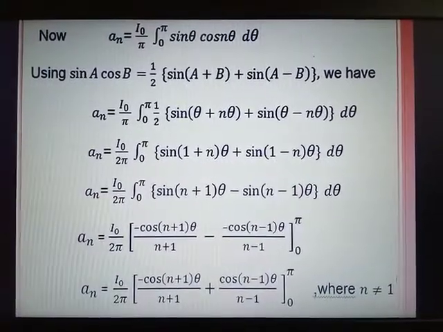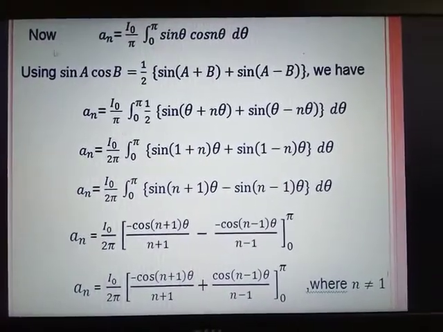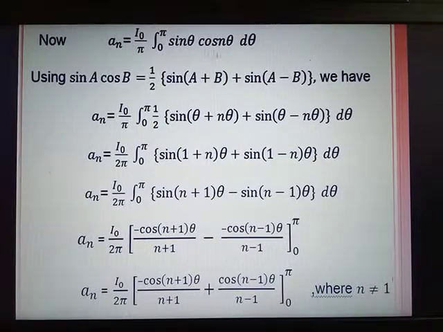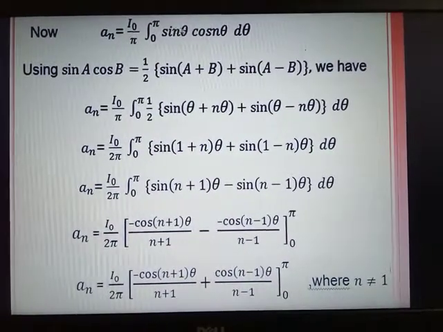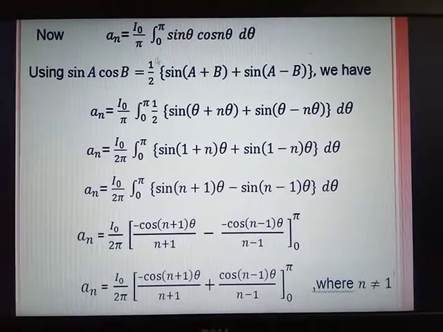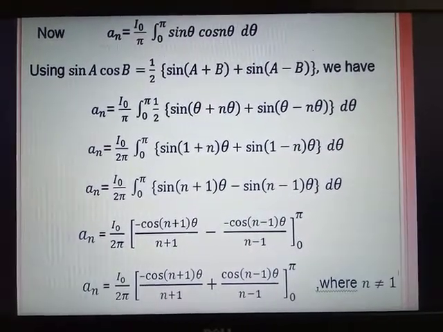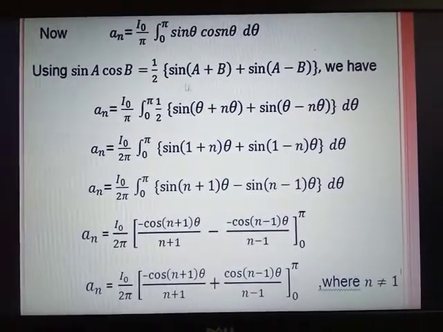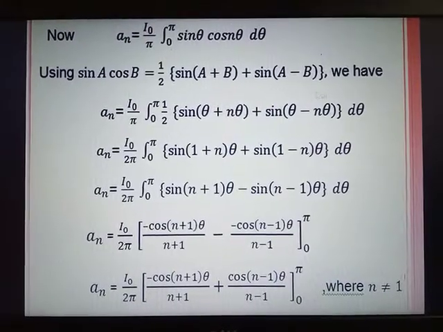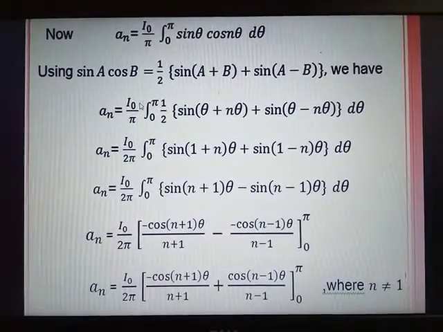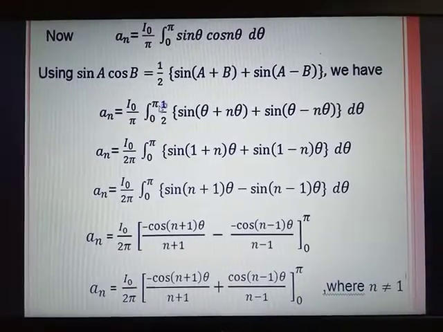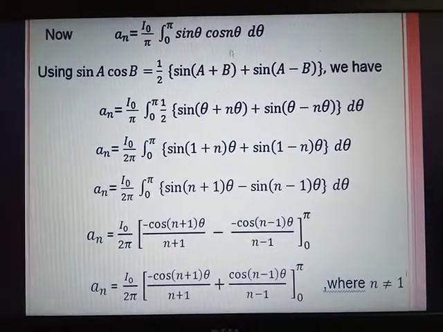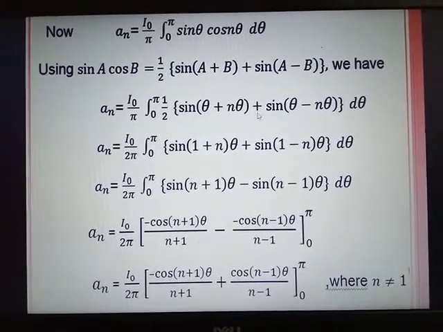Next we have to find the coefficient an. Then an is equal to I naught by pi integration from 0 to pi sin theta cos n theta d theta. To find the integration of this one, we have to use the sin a cos b formula. We know that sin a cos b is half into sin of a plus b plus sin of a minus b. So an is equal to I naught by pi integration from 0 to pi 1 by 2 into, with a as theta and b as n theta, sin of theta plus n theta plus sin of theta minus n theta.